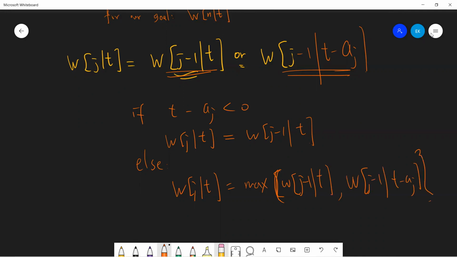Okay, and you need to initialize something, right? You can initialize that when j is 0, that means you don't have anything, so it must be 0, right? So for any positive target, it must be 0. Okay, so this is one initialization, and yeah, I think that's it. And then you can do the problem.